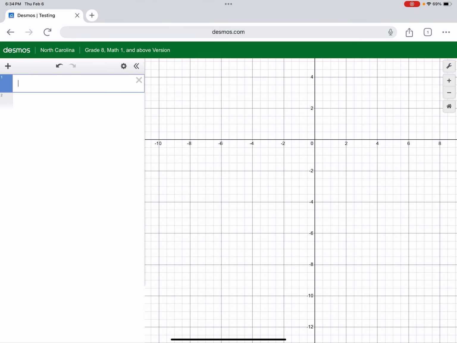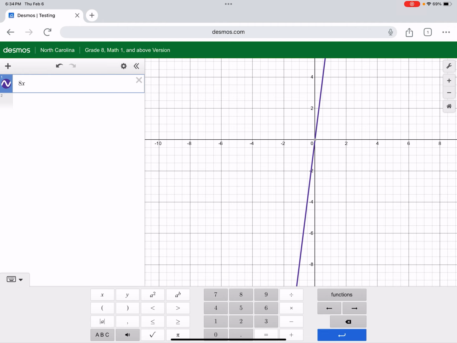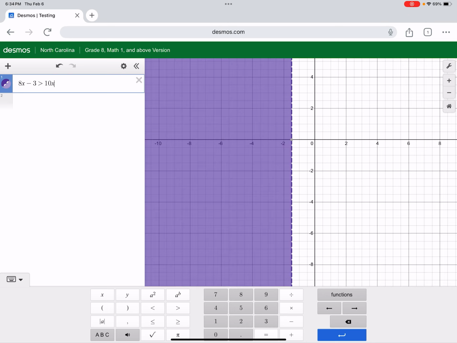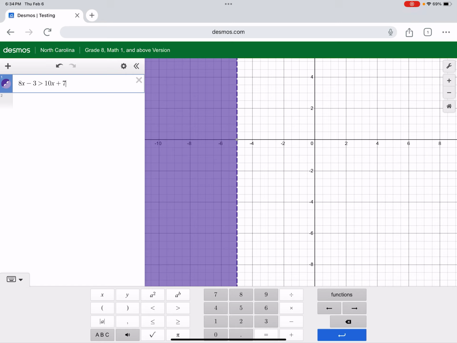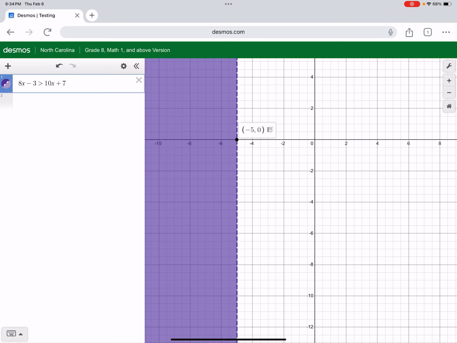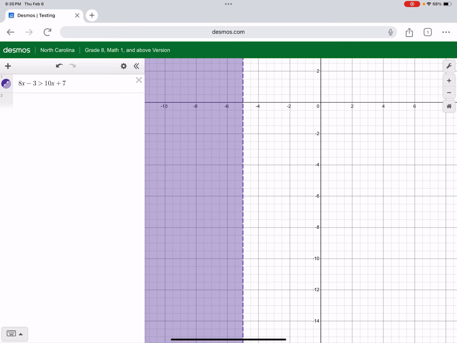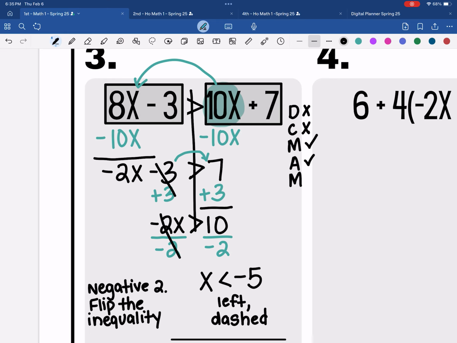So again, come to Desmos. We're going to do 8x minus... that was number 3. Let's go back. So 8x minus 3 is greater than 10x plus 7. So even though it says greater than in the original problem, once we solved it, you should see that it's shading to the left because we had to flip the sign because it became less than. So we have negative 5, which is what we got. It's shaded to the left side of the line, and it's dashed, which means it's not equal to. It's just less than. So that is correct.